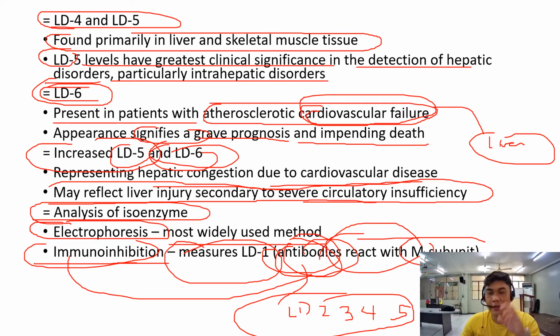So after that reaction, you're going to eliminate LD2, 3, 4, and 5 lactate dehydrogenase. So the isoenzyme that will remain in your sample is LD1 only. Okay? So immunoinhibition is used to measure LD1. And LD1 is very significant if we talk about cardiovascular involvement, red blood cell involvement. Okay? So that is for immunoinhibition.